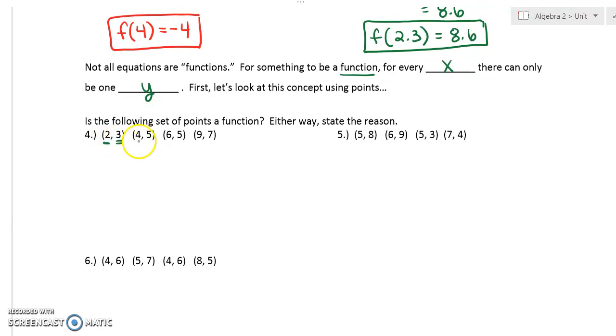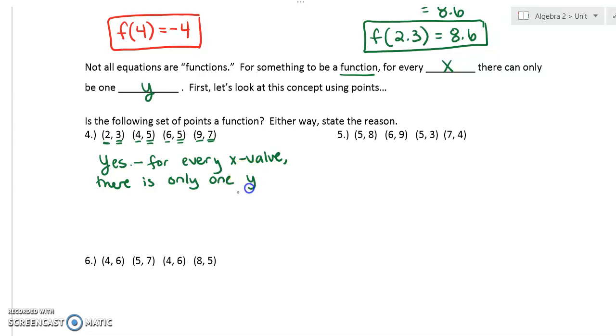All right, so if you look at the first one, when I say 2, I only see a 3 for an output. When I say 4, I only see a 5. When I say 6, I only see a 5. When I say 9, I only see a 7. So those are what matches each other. So is this a function? Yes, it is. These points are a function. And the reason is because for every x value, there is only one y value.